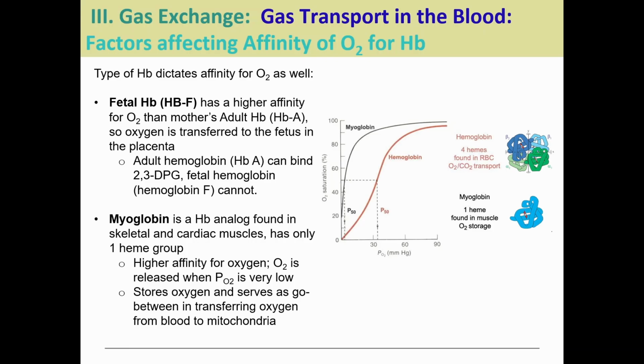And then myoglobin, which is really similar to hemoglobin, but it's found in muscles, only has one heme group. It has a really high affinity for oxygen in comparison. It's going to release that oxygen when the partial pressure of oxygen is low. And this is going to serve as a molecule that can hold on to and store oxygen for us. This is going to be a nice storage and go-between for oxygen in the blood to the mitochondria.